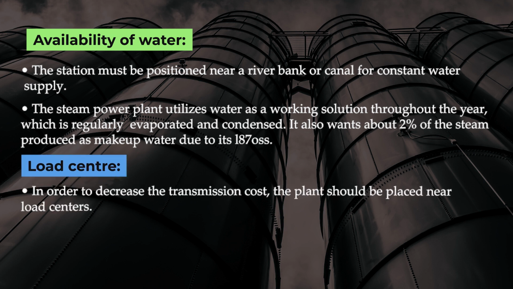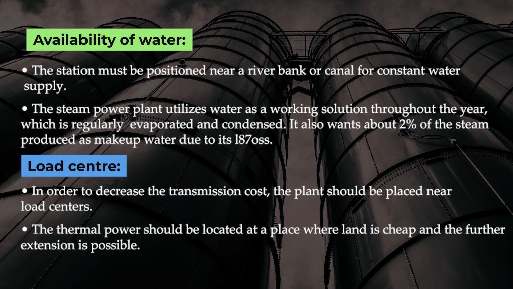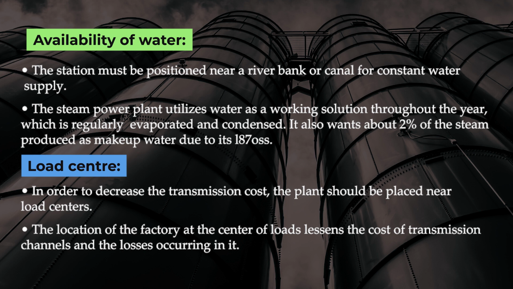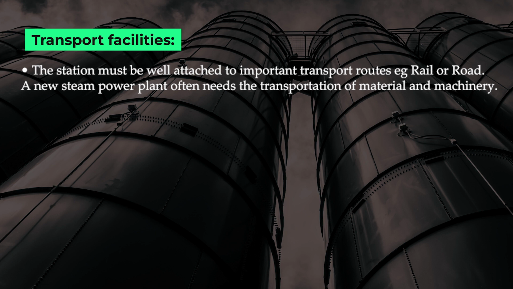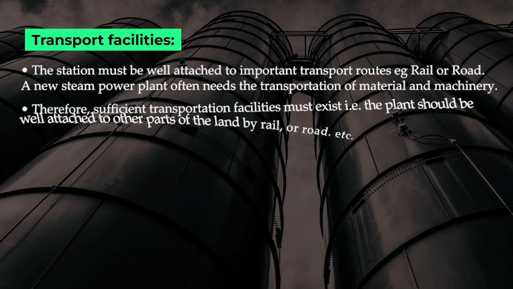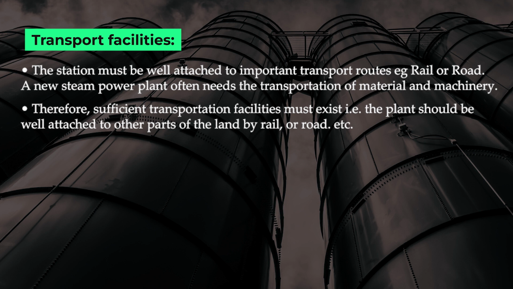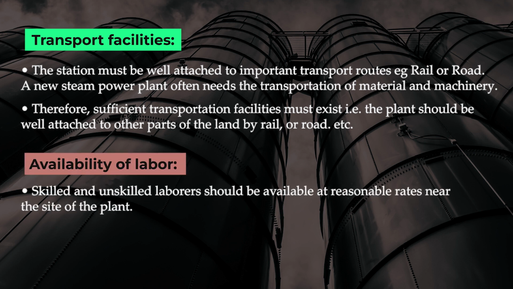In order to decrease the transmission cost, the plant should be placed near the load center. The location of the plant at the load center reduces the cost of transmission lines and the losses occurring in them. The plant must be well attached to important transportation routes, for example rail, road, etc. A new steam power plant often needs to transport materials and machinery. Therefore, sufficient transportation facility must exist, that is, the plant should be well connected to other plants or the land by rail or road, etc. Skilled and unskilled labor should be available at reasonable rates and near the site of the plant.